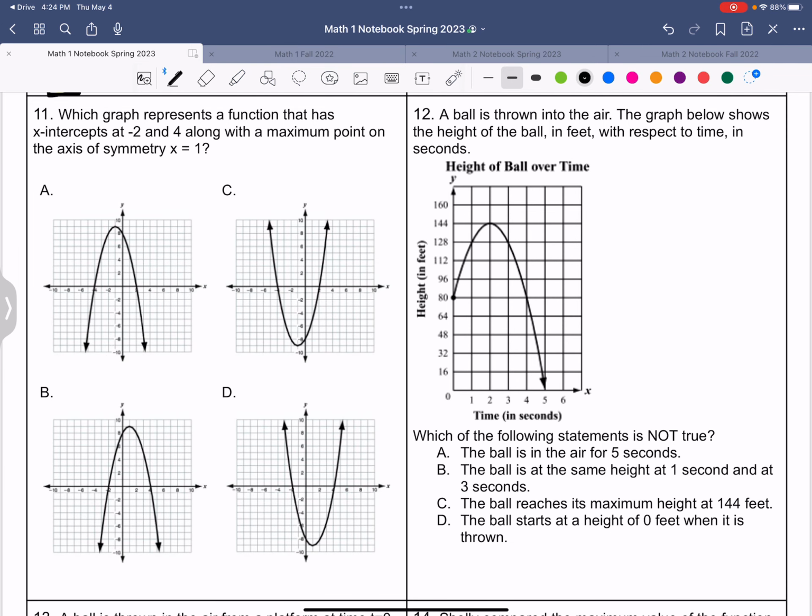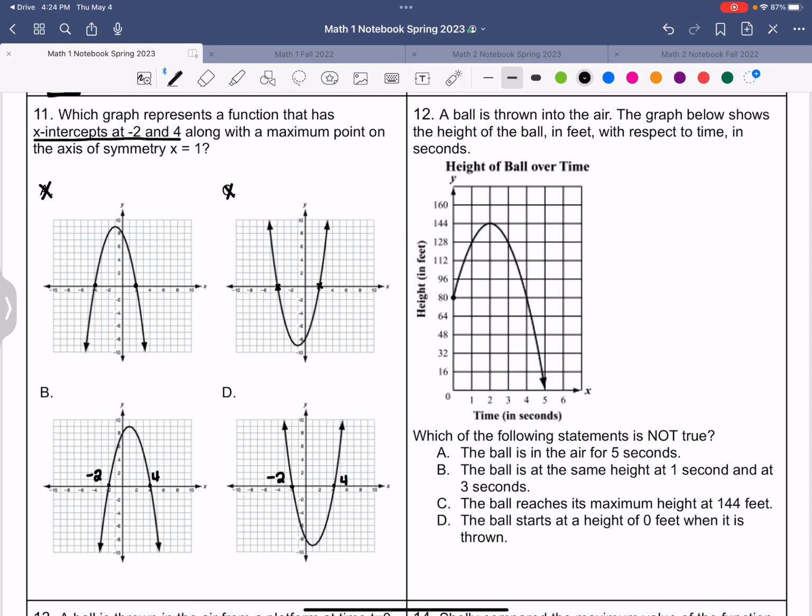We want a function that has x-intercepts at -2 and 4. A has the wrong x-intercepts. Let's see. C has the wrong x-intercepts. B has -2 and 4. Okay. And D also has -2 and 4.